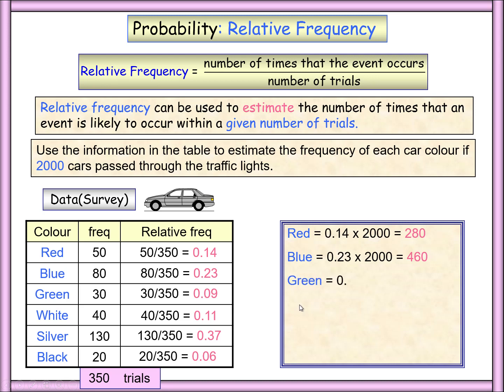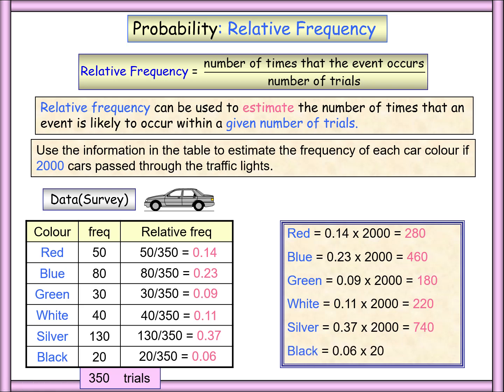Probability of a green car, we should have 180. A white car, 220. Silver car, we need the most number of cars because it's got the highest probability, 0.37. We should have 740. And the black car, 0.06 times 2,000, 120. Okay.